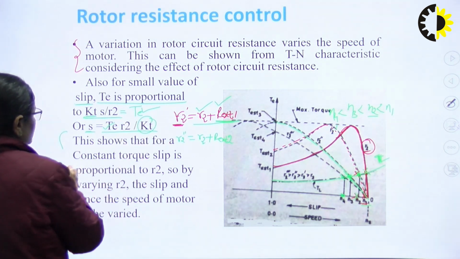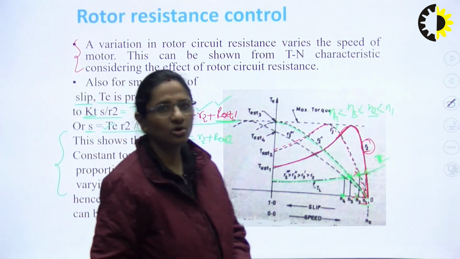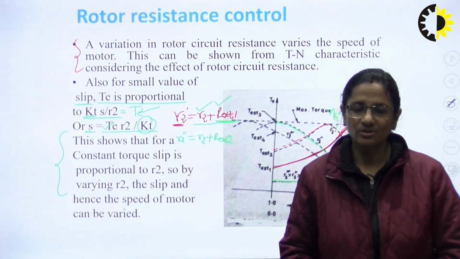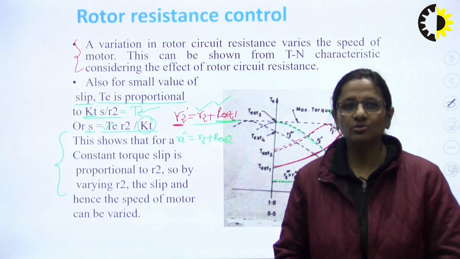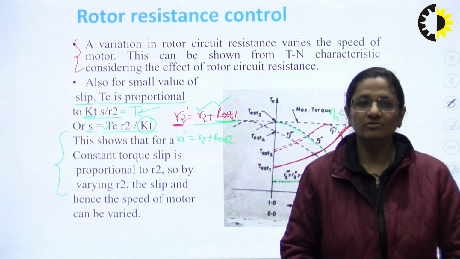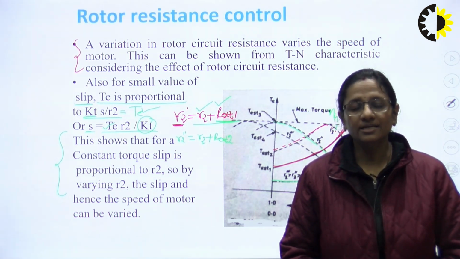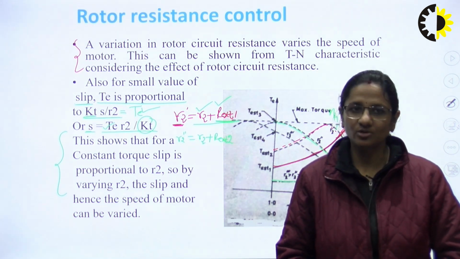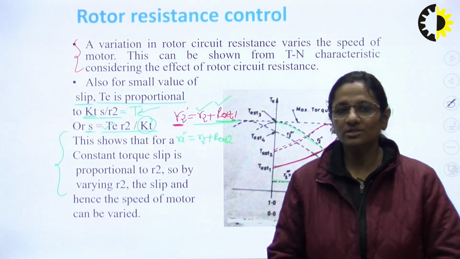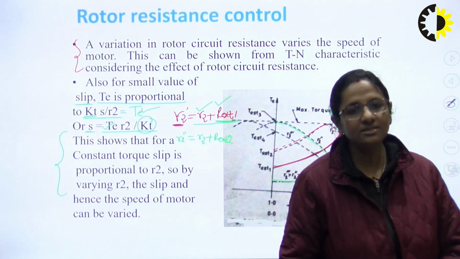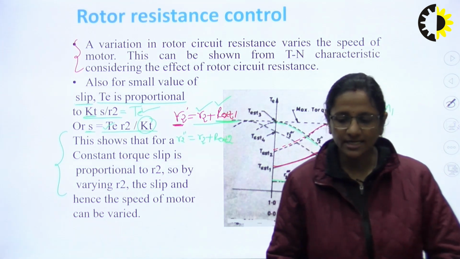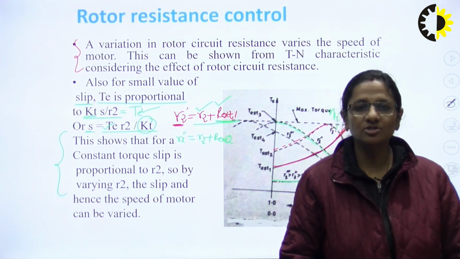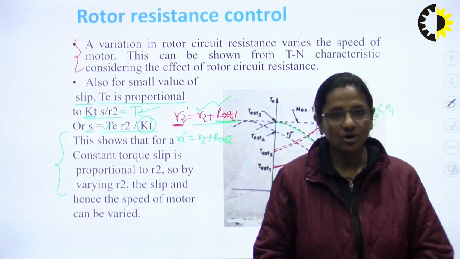So, this shows that for a constant torque, slip is proportional to rotor resistance R2. So, by varying the rotor resistance R2, the slip and hence the speed of the motor can be varied. We know that if slip is increasing, it means there is a reduction in the operating speed of the motor. Slip is proportional to rotor circuit resistance. So, if we are increasing the rotor circuit resistance, we will find a corresponding increment in the operating slip of the motor, and hence a corresponding reduction in the operating speed of the motor.